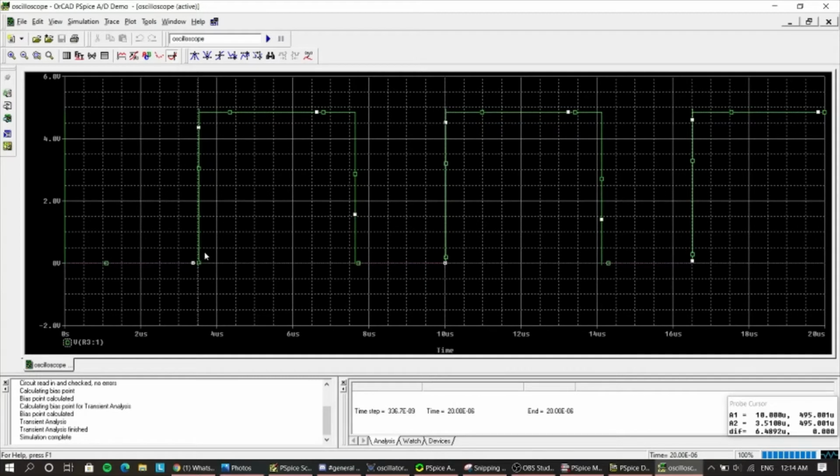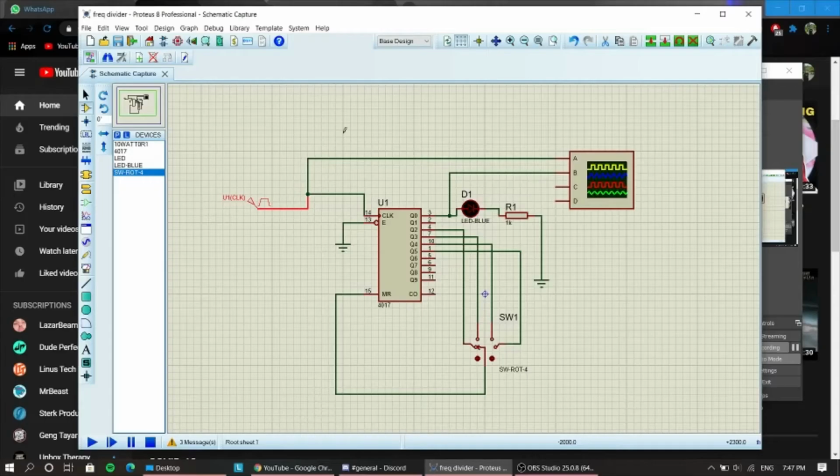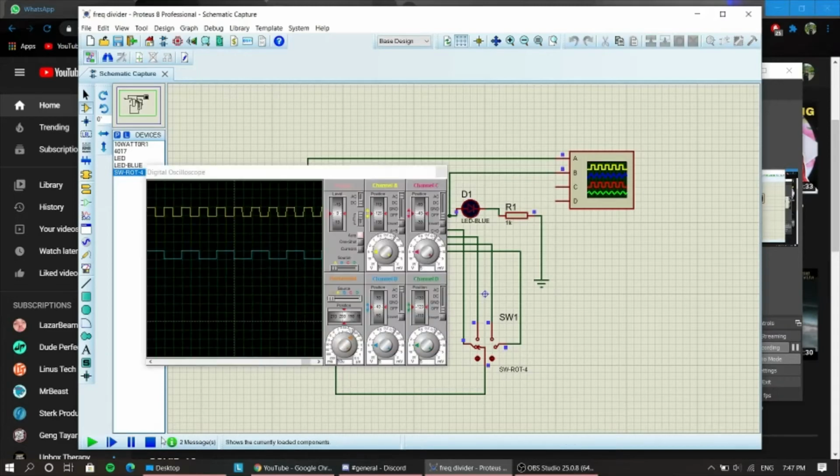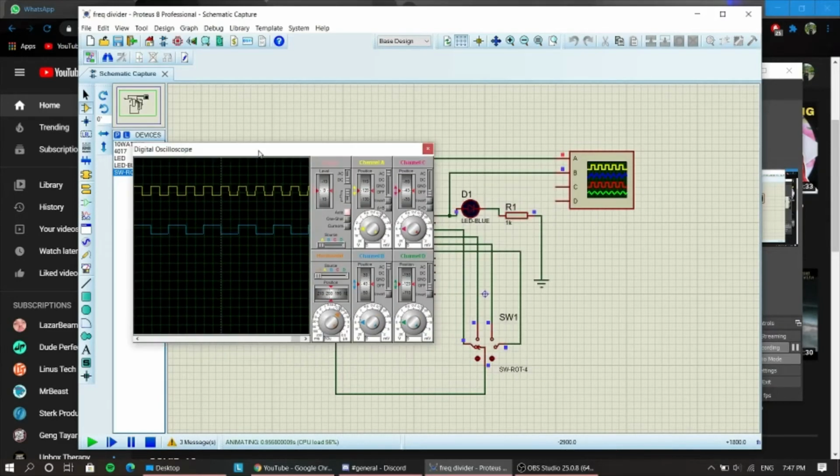This we can find the period of the graph, and then you can get the frequency produced, which is about 150k. And for the frequency divider, we use the 4017, and you can run the frequency divider and check the output waveform.